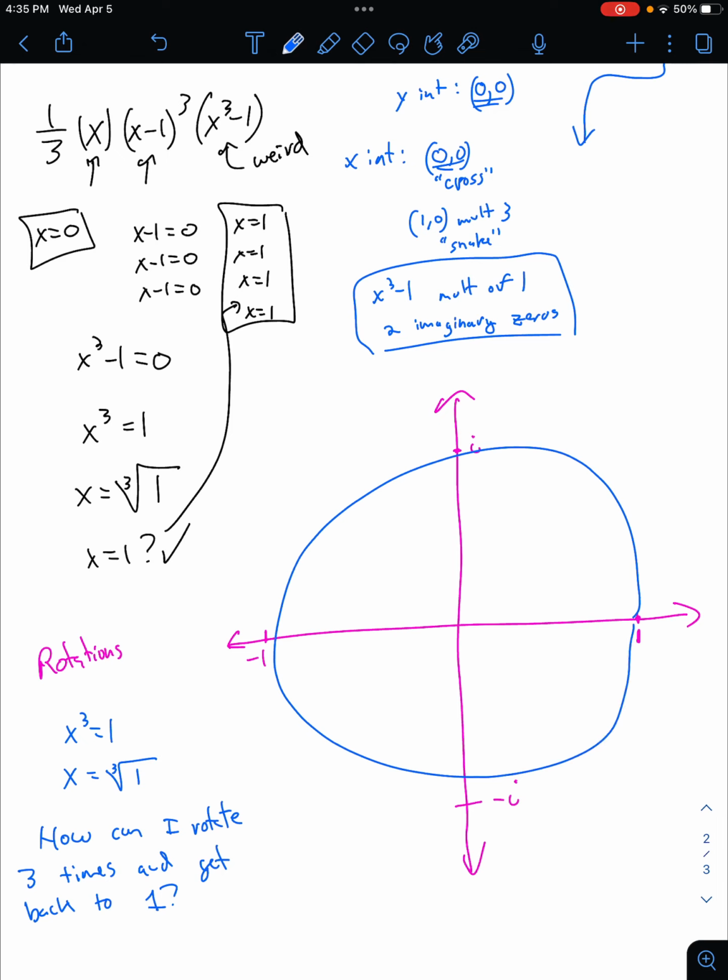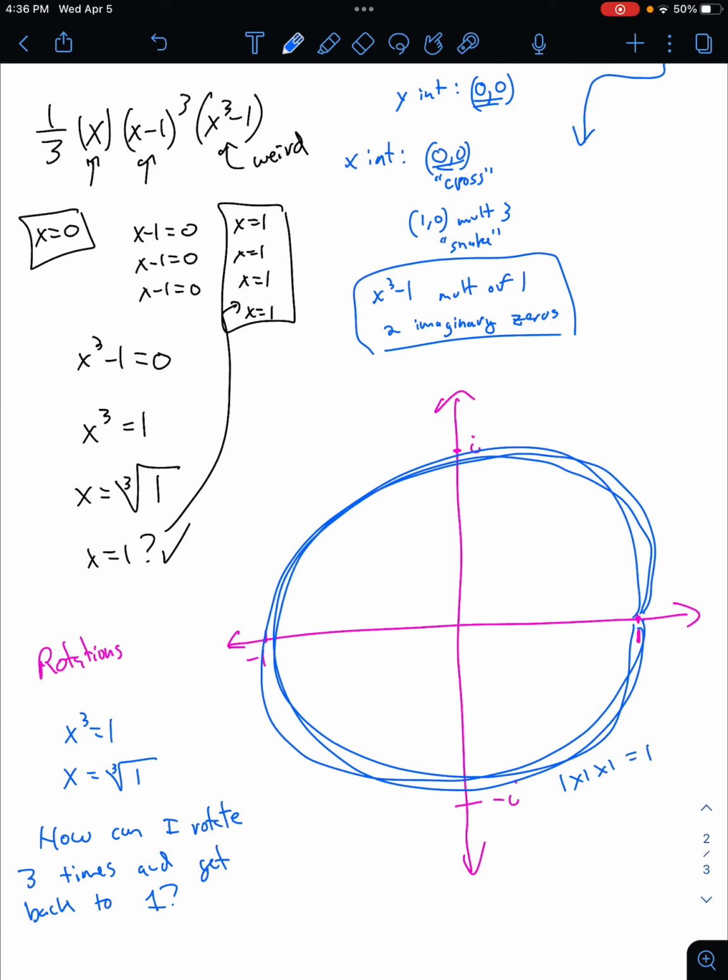So this rotation represents 1. And then we do it again, 2, so that's times 1. And then 3 times 1. 1 times 1 times 1 is 1. So that's our solution that we just found a second ago, x equal 1. But there are other ways we could get back to the starting point of 1. We can get back to right here even without going all the way around 3 times.